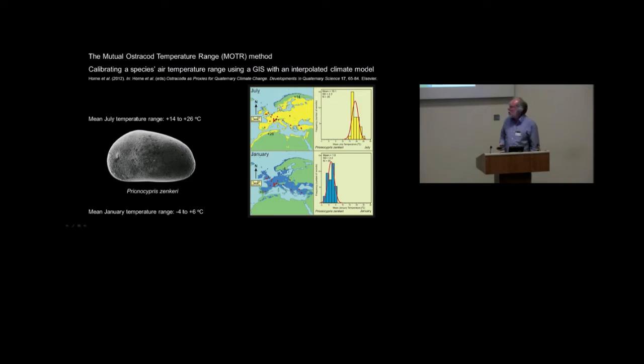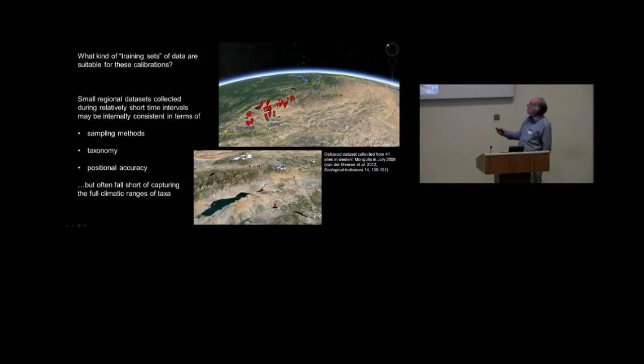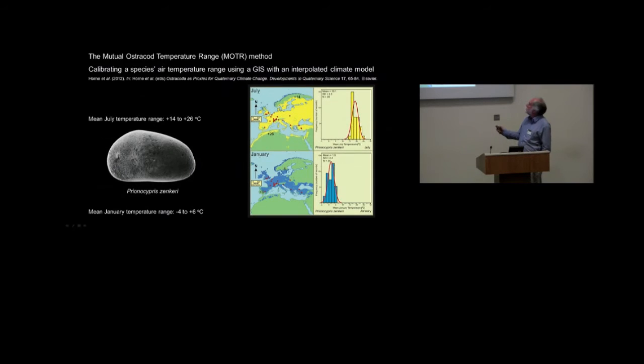So here's one example of how we calibrate a species. This is a freshwater ostracod species called Prionocypris zenkeri, being calibrated for the MOTR method. And essentially what we do is map the distribution, this is using the NODE database, and then using a climate data set in a GIS, we are trying to fit as tightly as possible a temperature range for July and then for January that will enclose all of those records, and we end up with a mean July temperature range of +14 to +26, January -4 to +6. And we've done that now for about 70 or 80 species that are fairly common in Europe.